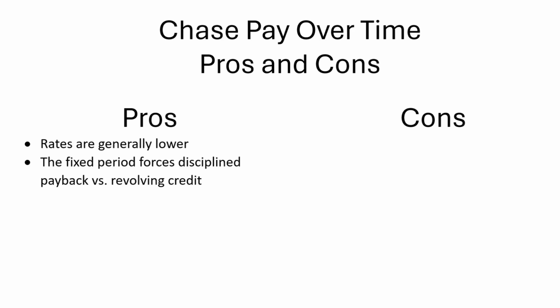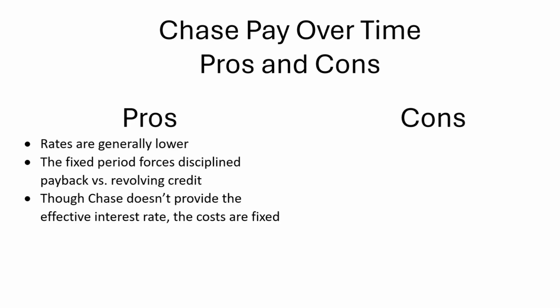Let's look at some pros and cons. So generally, the rates are lower than the interest rates. So from that perspective alone, this is a better deal than paying interest on the credit card, but you need to still know what the rate is, because there might be better alternatives. The fixed period forces disciplined payback versus revolving credit. This is definitely a more structured approach to paying off one-time purchases. So if you are making a large purchase, this could be a good option for you to inject some discipline into paying it off.